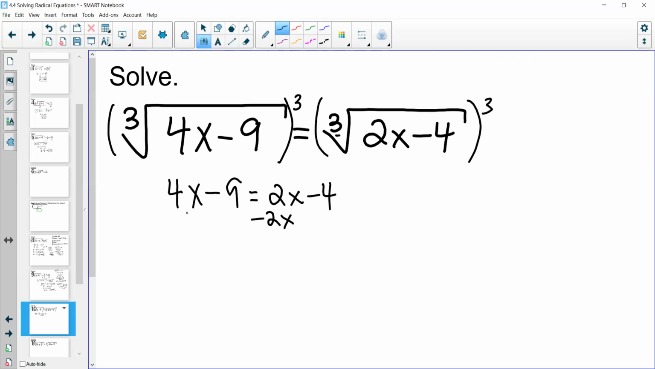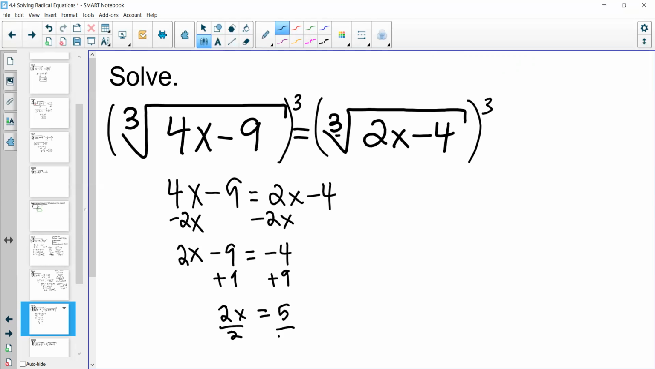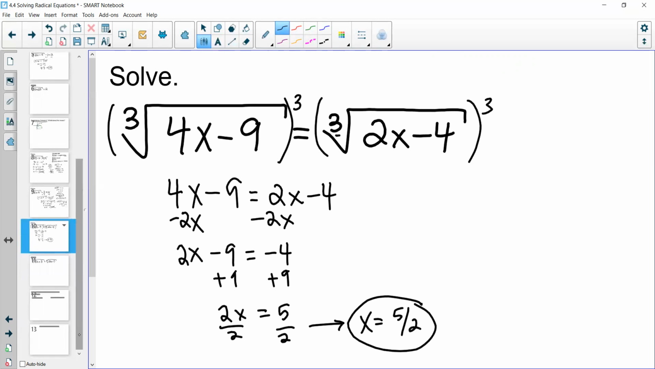So I'm going to subtract my 2x from both sides and get 2x minus 9 equals negative 4. And then we can add 9 to both sides, and we get 2x equals 5, and then divide by 2. And we end up getting x equals 5 over 2. Perfect.